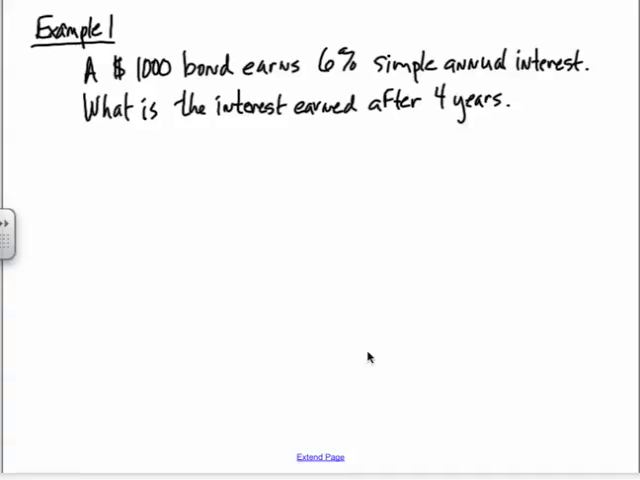Okay guys, now in your notes you're going to see that there's a formula for simple interest. I'll write it right here. Simple interest. And the formula is: the interest equals P for principal, R for rate, and T for time. And remember, when variables are written next to each other, they mean multiply. So P times R times T.